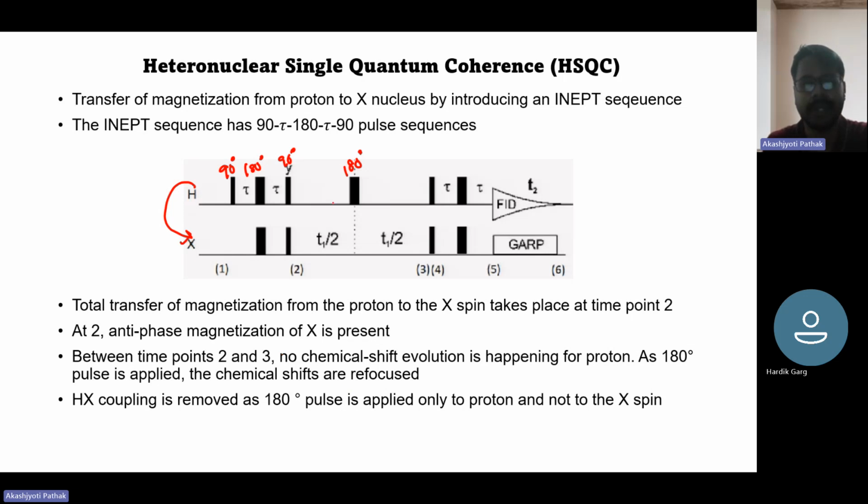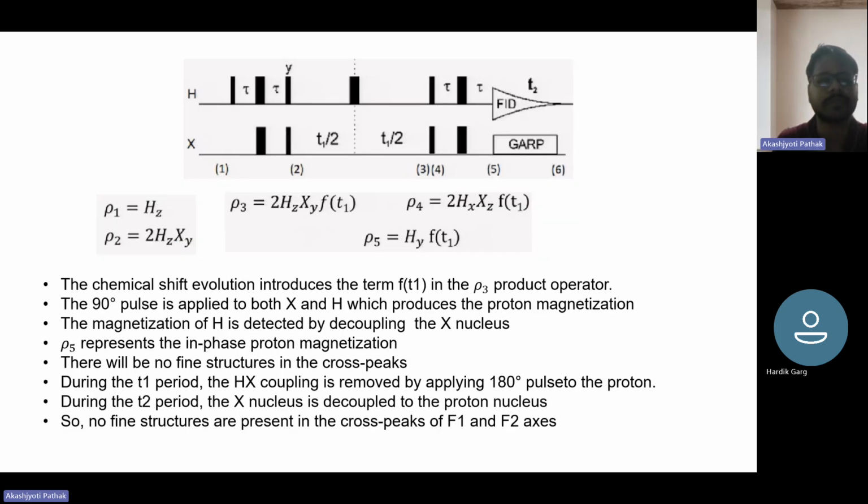The chemical shift will get refocused after the application of this 180-degree pulse, so there will be no chemical shift evolution. And because this 180-degree pulse is selectively applied to the proton, it will cause the proton to get decoupled from the X nuclei. So that is the purpose of HSQC. We want the proton to get decoupled from the X nuclei. We only want the cross peaks; we do not want those fine structures that we were getting in the heteronuclear NOESY experiment.